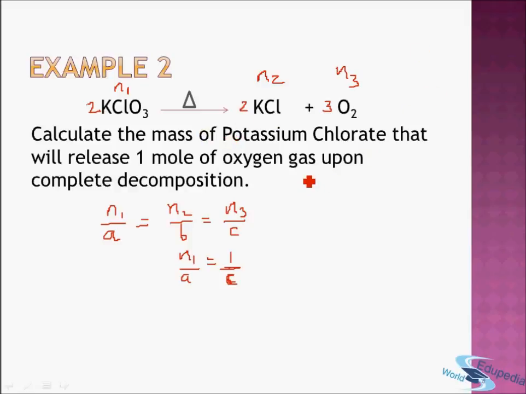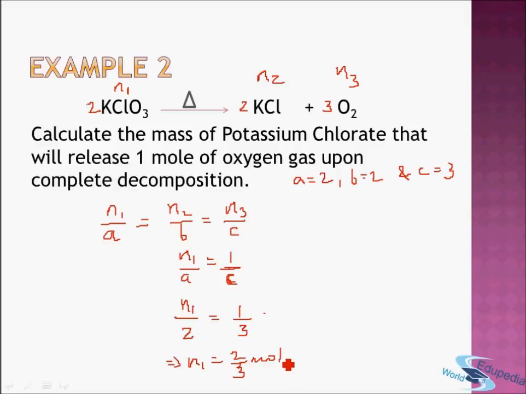So I know the values of A, B and C. A is equal to 2, B is equal to 2 and C is equal to 3. Now I can simply substitute the values of A and C here. N1 divided by A, that is 2, is equal to 1 divided by C, that is 3. So N1 is equal to 2 by 3 moles. So for formation of 1 mole of oxygen I need 2 by 3 moles of potassium chlorate.